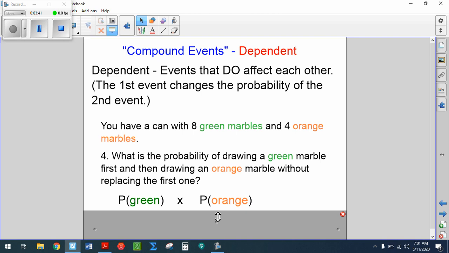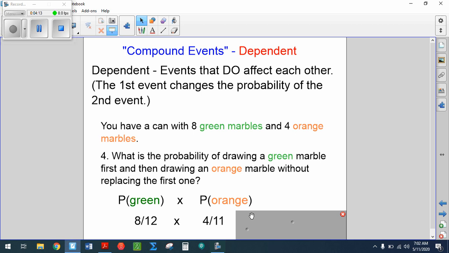But in this situation, because we are taking the first marble out and then not putting it back, the first time we draw a marble, there are 12 marbles to choose from. The second time we draw a marble, there are only 11. So the total outcome changes, which changes or affects the probability. So the probability of choosing a green marble is 8 out of 12. The probability of choosing an orange marble is then the number of orange out of the number left, so 4 out of 11.